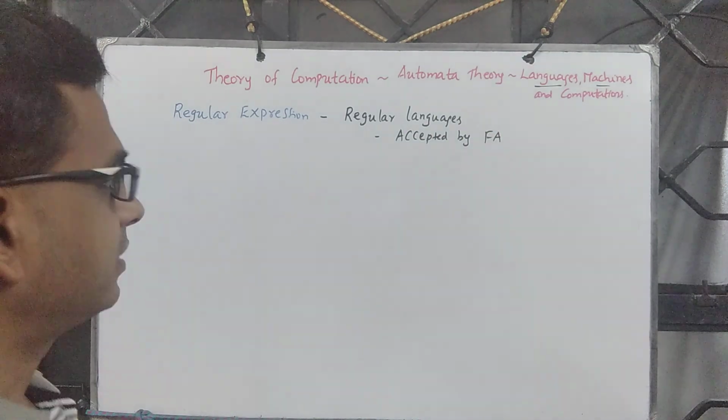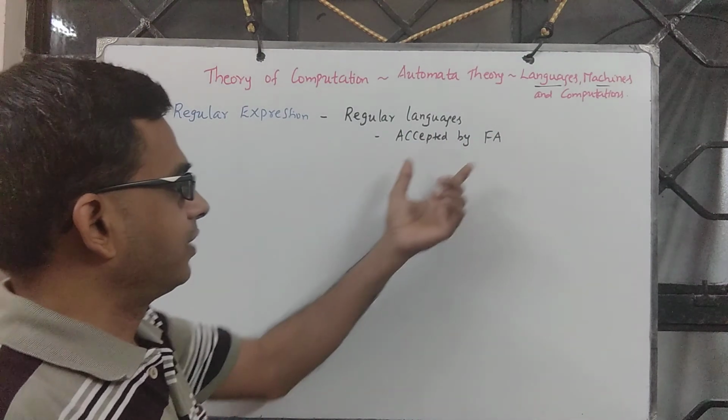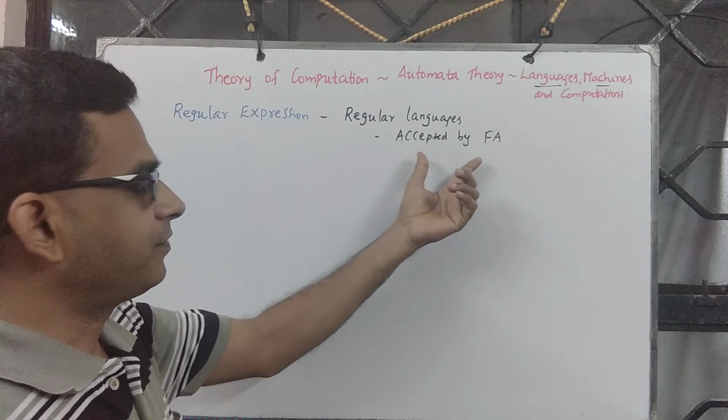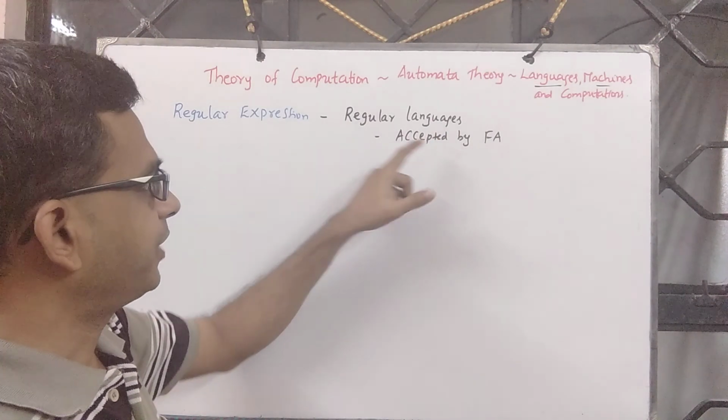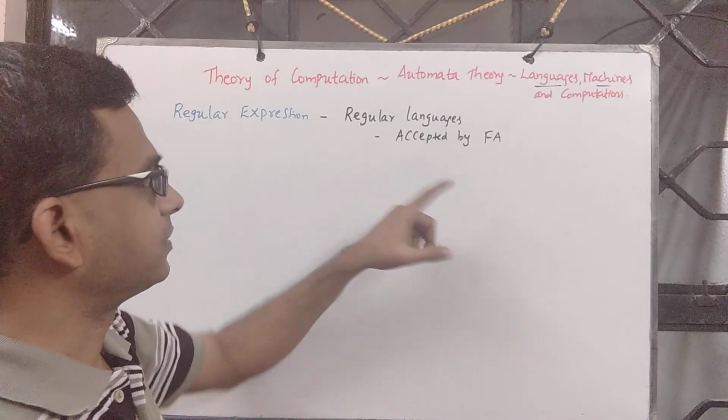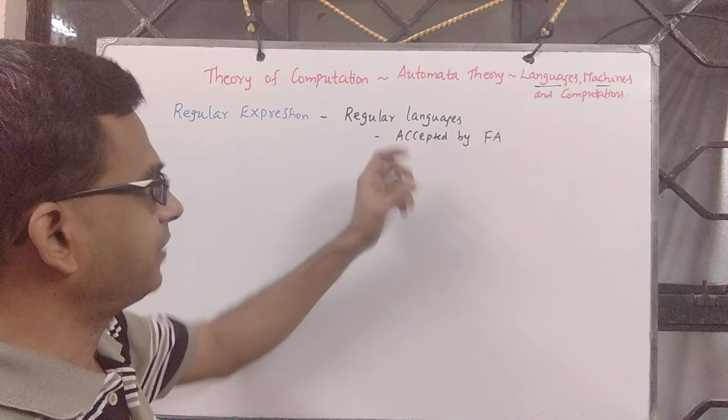So in some sense, a finite automaton accepts a set of strings. We call it a language. In particular, we call it a regular language. Why is it named a regular language?